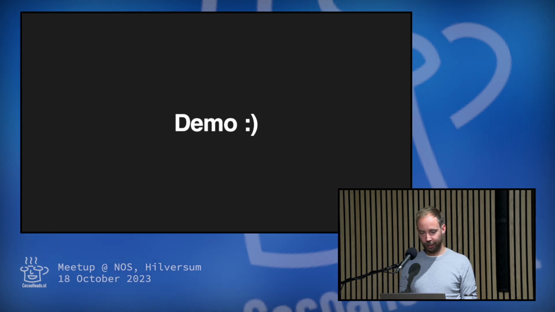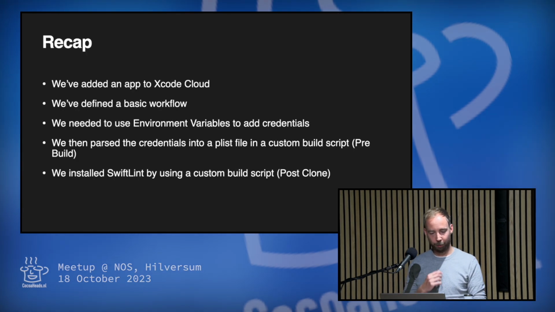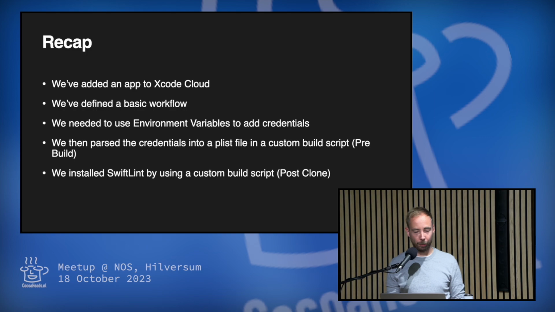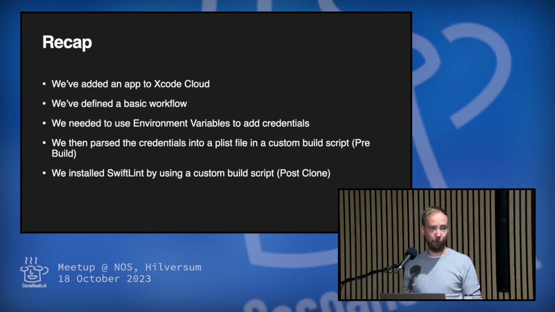Yep, so we did the demo. Let's do a recap of what you just did. We added an app to the cloud. We've defined a basic workflow, and then we used environment variables to define the credentials and to add them through the pre-build script. And then we installed SwiftLint on Xcode Cloud with a post-clone script. Very cool, right?